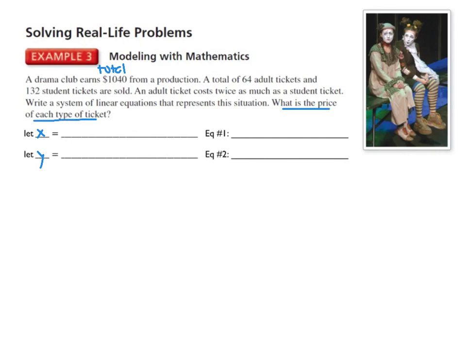Well, the two types are adult tickets and student tickets. So x maybe is the price of adult tickets. And y could be the price of student tickets.